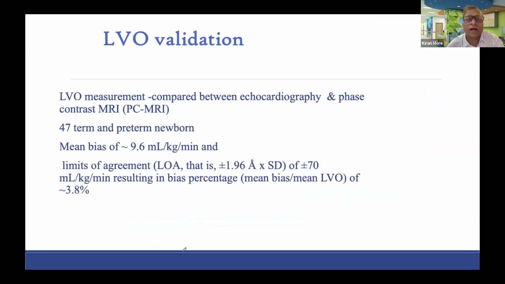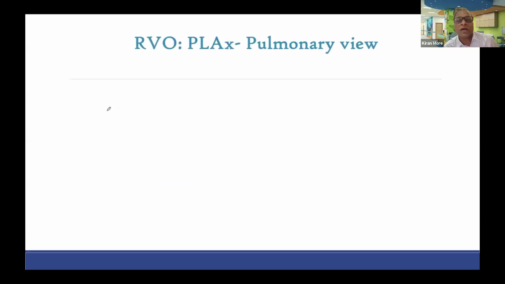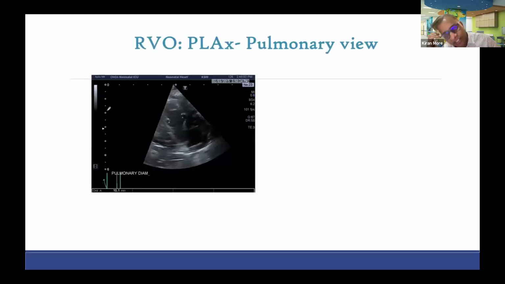Similarly, the LV validation has been done already, and if it's accurately done, it can actually give you a good trend, and it correlates even with MRI. So I'll not go much into the details about it. But RVO can also be done similarly. You need two parameters. One is the pulmonary artery diameter, or right ventricle outflow diameter, RVO diameter, which is done in the parasternal long axis view, the pulmonary outflow view.